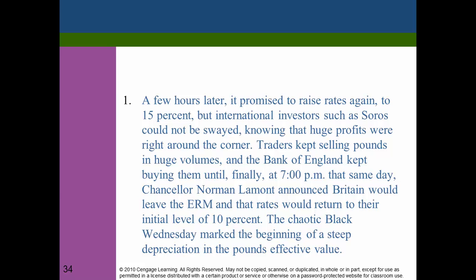And a few hours later, it promised to raise interest rates again to 15%, but international investors such as Soros could not be swayed, knowing that huge profits were right around the corner. So basically you see here that they are increasing the interest rates from 10 to 12 and then to 15%. But people realize that this is unsustainable. Okay, and at the end of the day, the government of Britain gave up. The Chancellor Norman Lamont announced that Britain would leave the ERM and rates would return to the initial level of 10%. Black Wednesday marked the beginning of a steep depreciation in the pound's effective value.